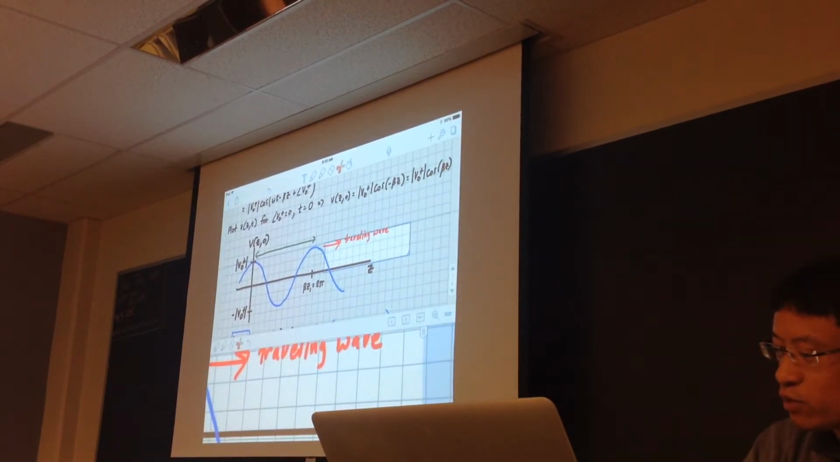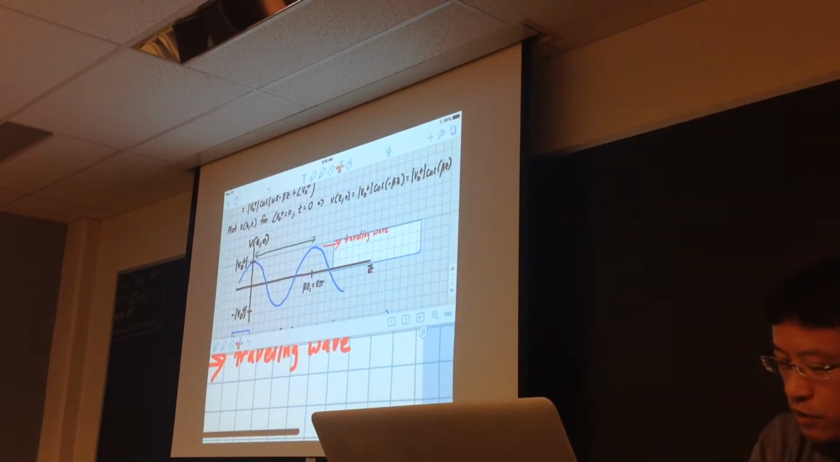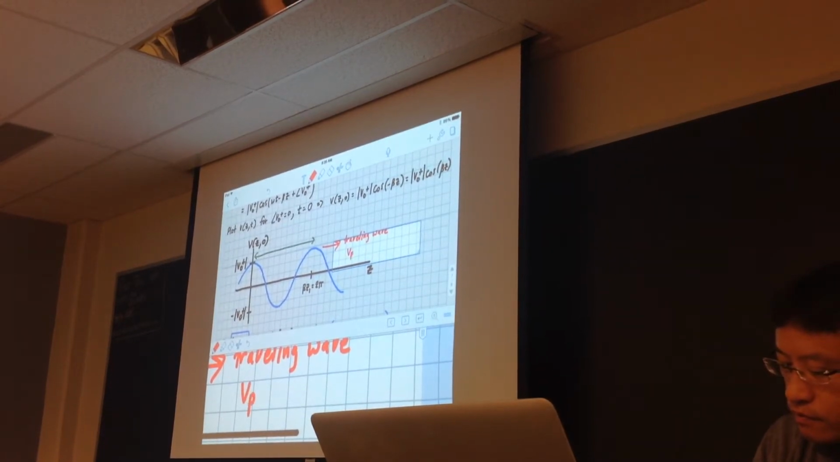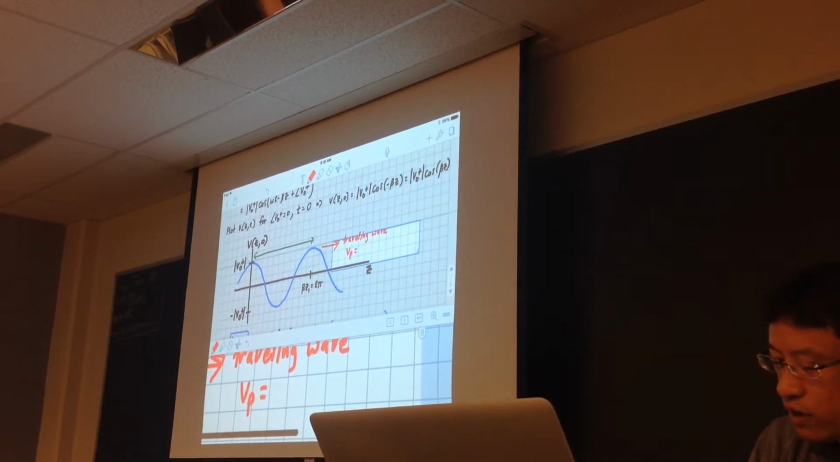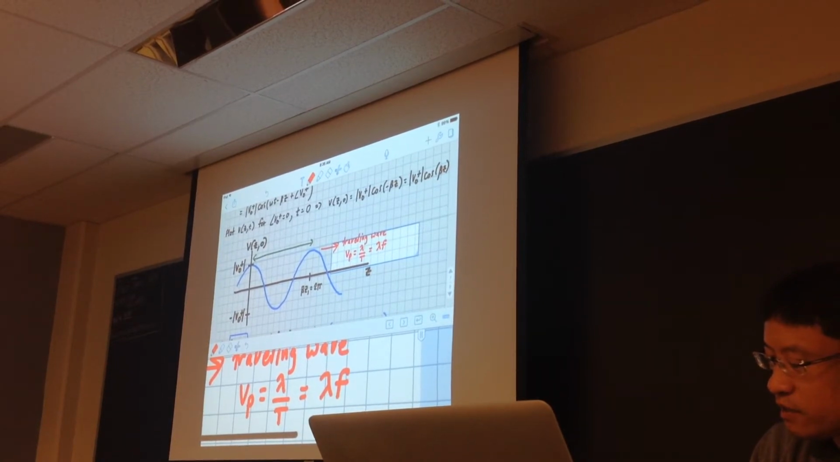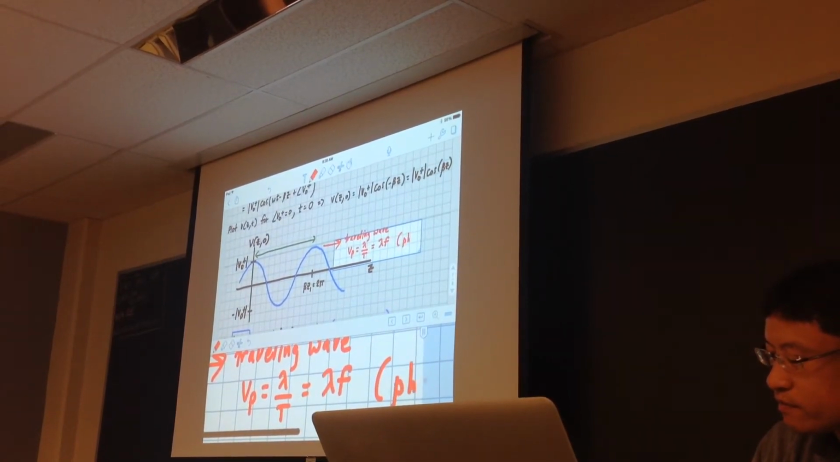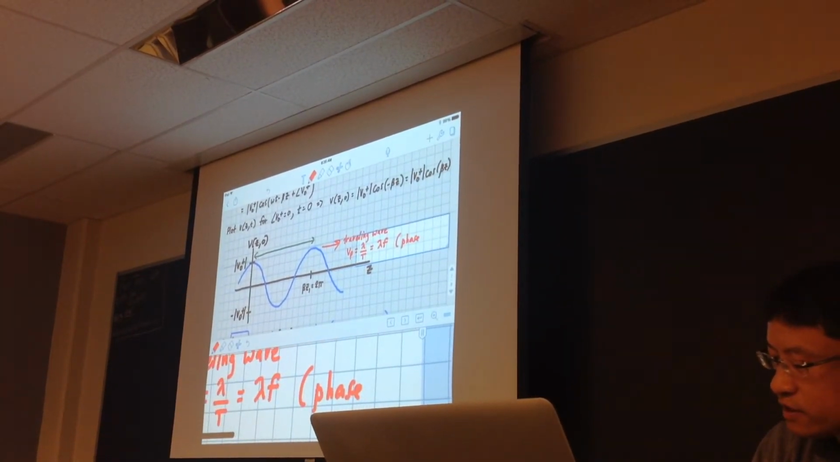So the speed of this wave, or we would call it the phase velocity, this wave is traveling a distance lambda in time period T. And T is 1 over the frequency, so the phase velocity is lambda times the frequency. Phase velocity.